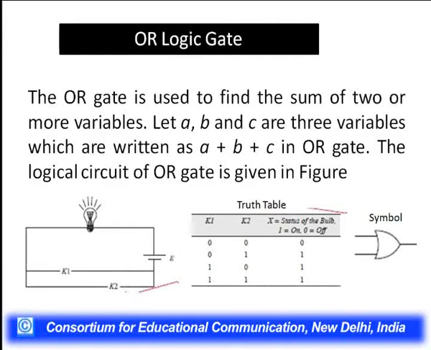For both keys K1 and K2, all combinations are 0 0, 0 1, 1 0 and 1 1. In the case of 0 0, the bulb will not be on, that will be off, so 0. For 0 1, the bulb will be on, so you can write 1 here. In 1 0, the bulb will be on, so you can write 1, and in the case of 1 1, of course, the bulb will be on, so you can write 1. After the truth table, a symbol is given which is the symbol for the OR gate, and this is used whenever required as an OR gate.